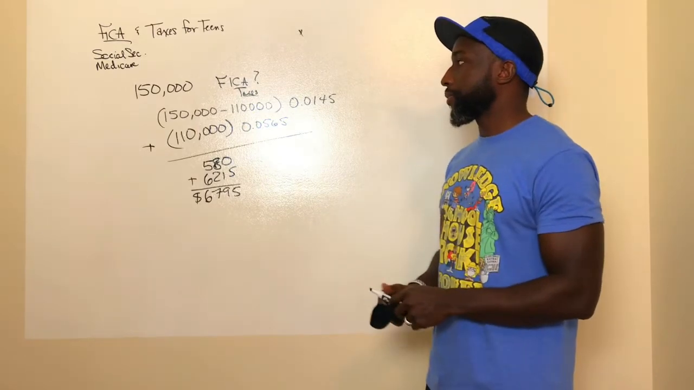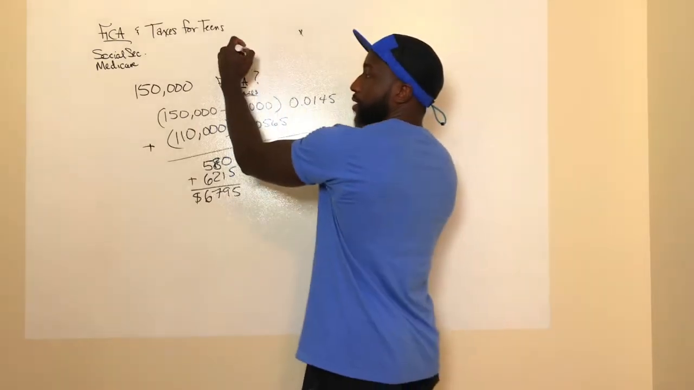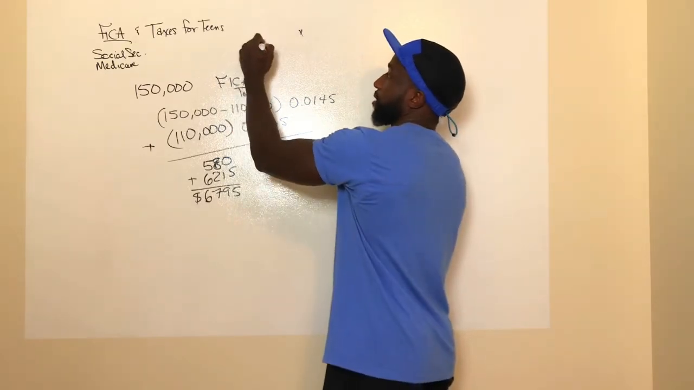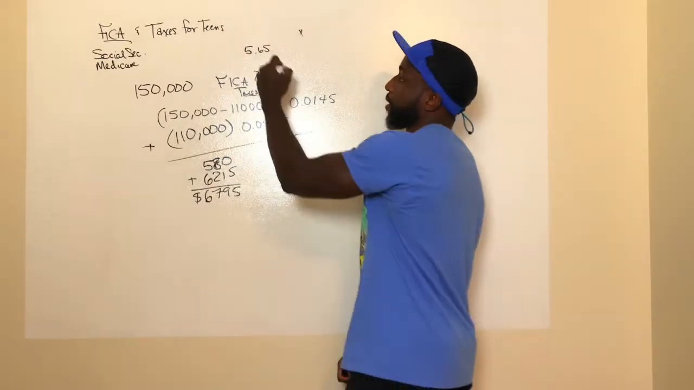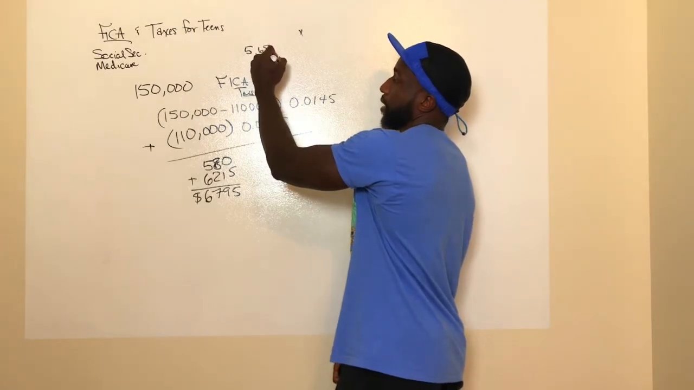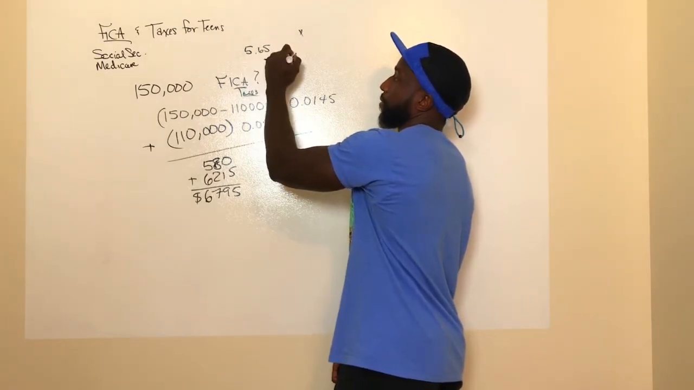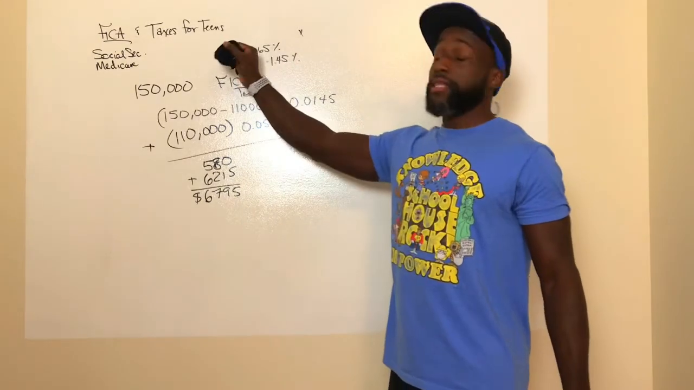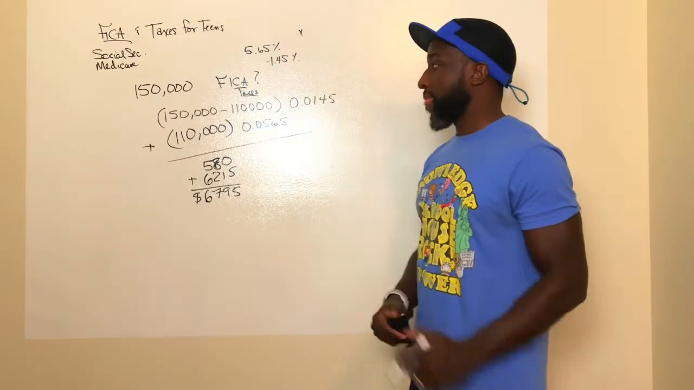Plain and simple. FICA for the first $110,000, you get taxed 5.65%. For everything over $110,000, you get taxed 1.45%, and then the 5.65%. Okay, let's look at another example.